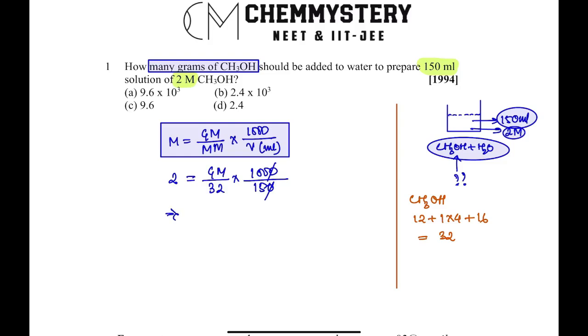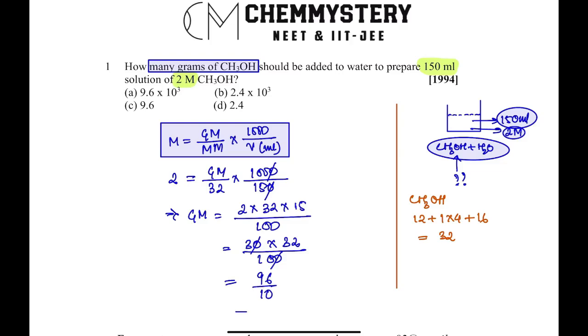So the mass will be equal to 2 into 32 into 15 divided by 100. 15 into 2 is 30, into 32, divided by 100. The zeros cancel out. So 3 into 32 divided by 10. How much are we getting? 9.6. So 9.6 gram will be the mass of the solute that we need to add to water to maintain the strength of 2 molar and maintain the volume of 150 ml. So my option will be C, 9.6.